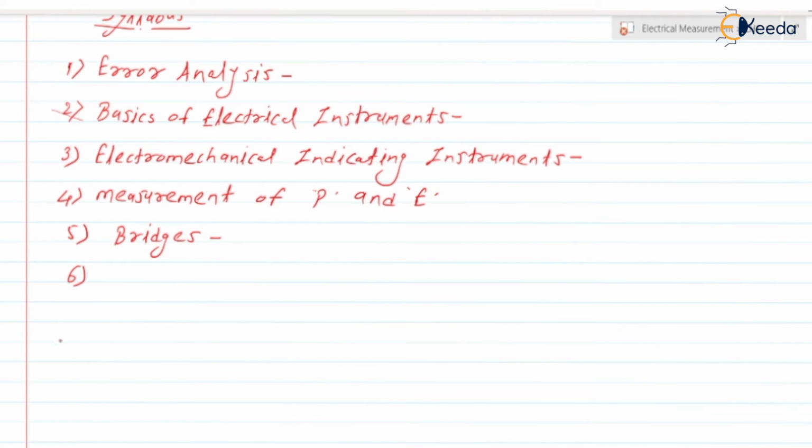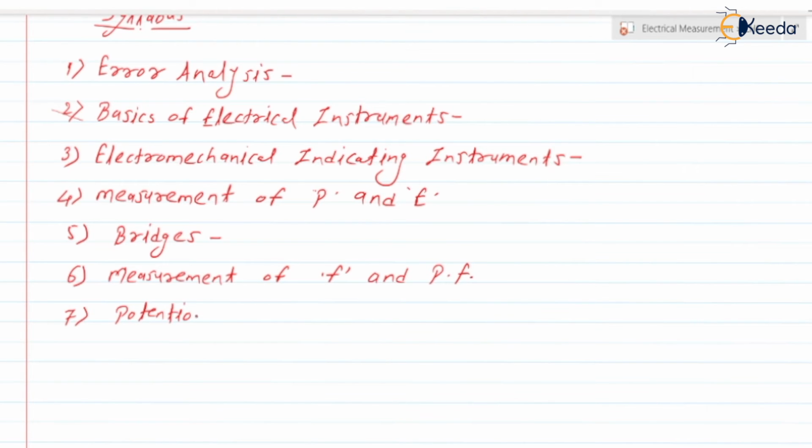Chapter number 6 is the measurement of frequency and power factor. In this chapter we are going to discuss the frequency meter construction, how it works, and the power factor meter.